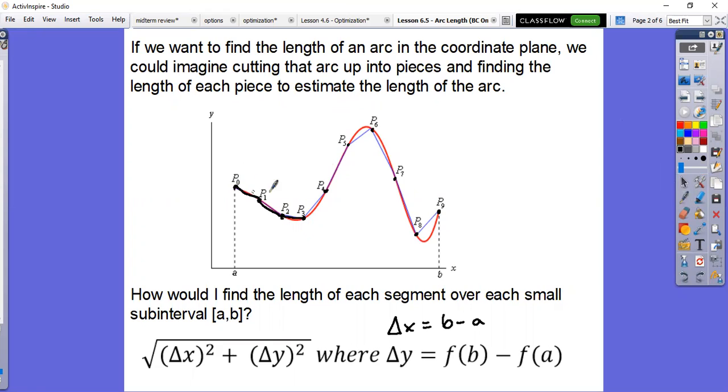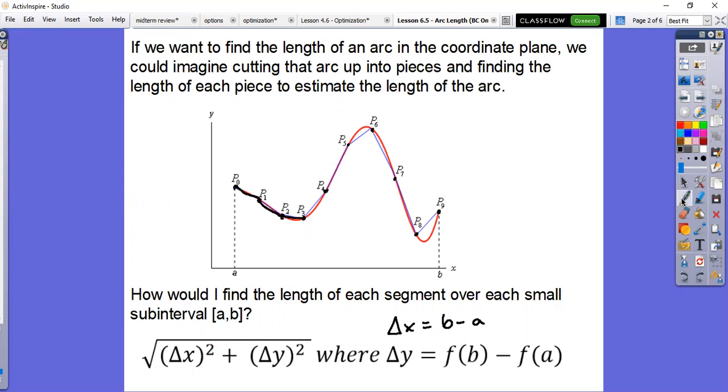For each one of these little segments, the length of each little segment would be the square root of delta x squared plus delta y squared, where delta x is b minus a, the endpoint minus the beginning point, and delta y is f of b minus f of a. So this is how I would find the length of each little individual segment.